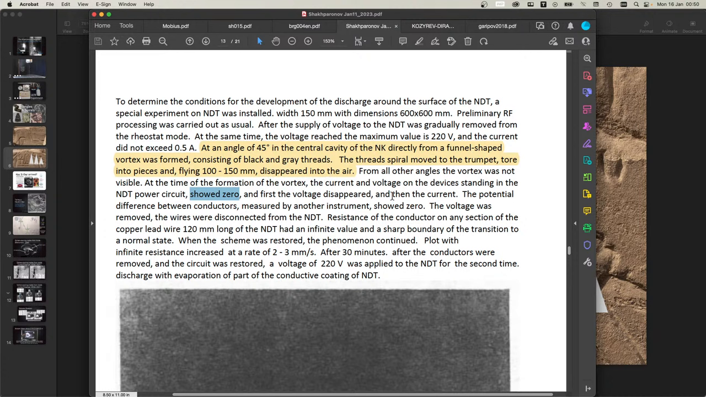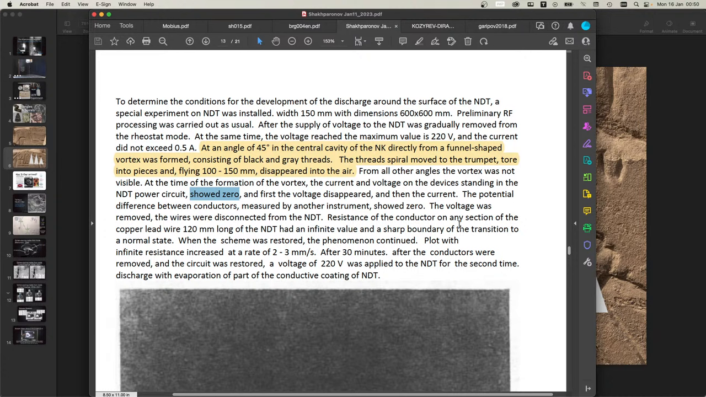And first the voltage disappeared and then the current. So this effect was going on whilst there was effectively no current or voltage, ultimately. The potential difference between the conductors, measured by another instrument, showed zero. The voltage was removed, the wires were disconnected from the Möbius strip.